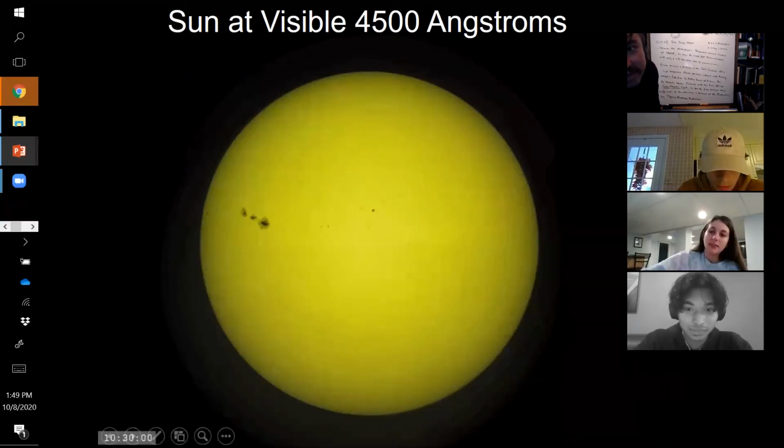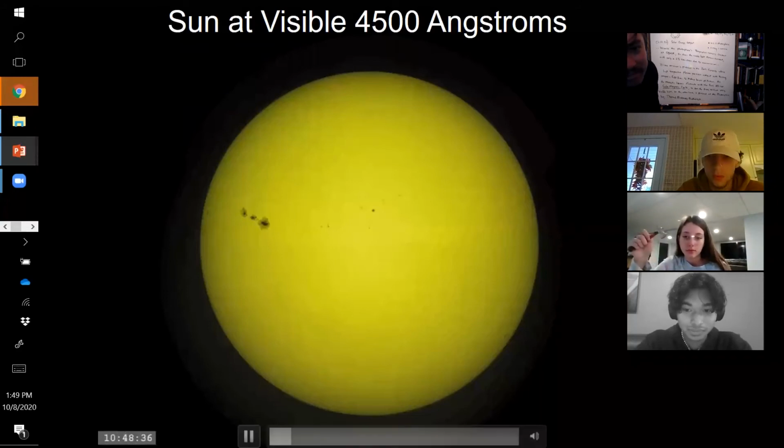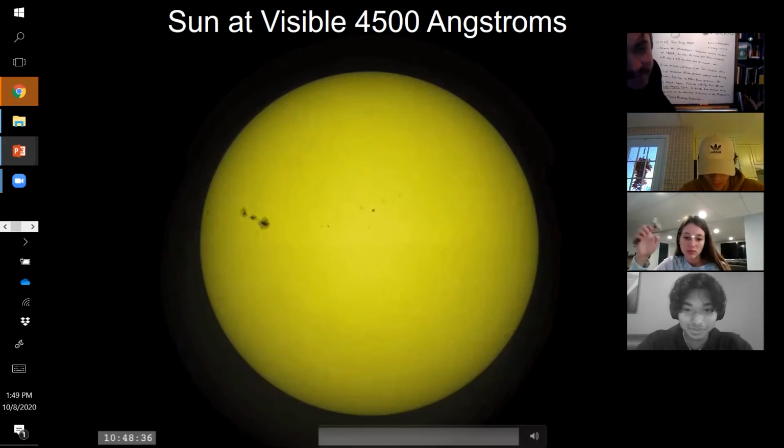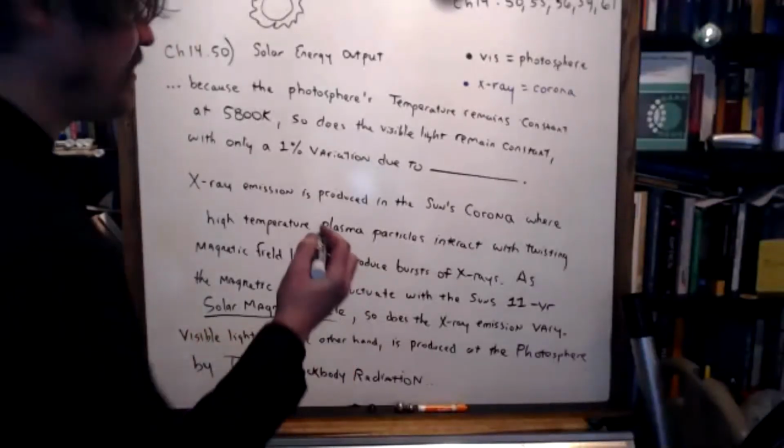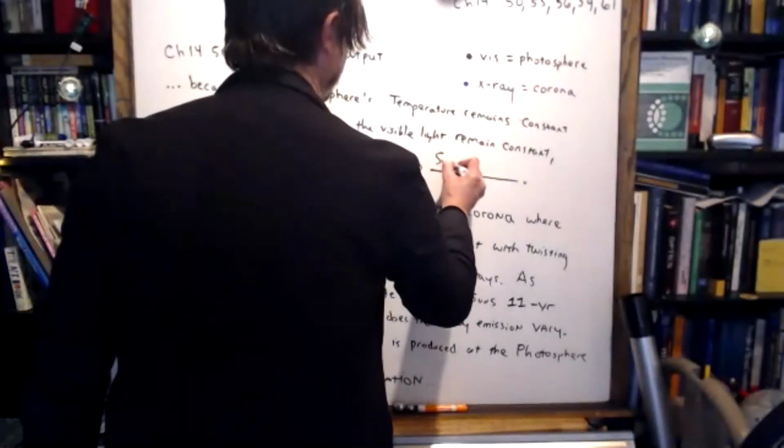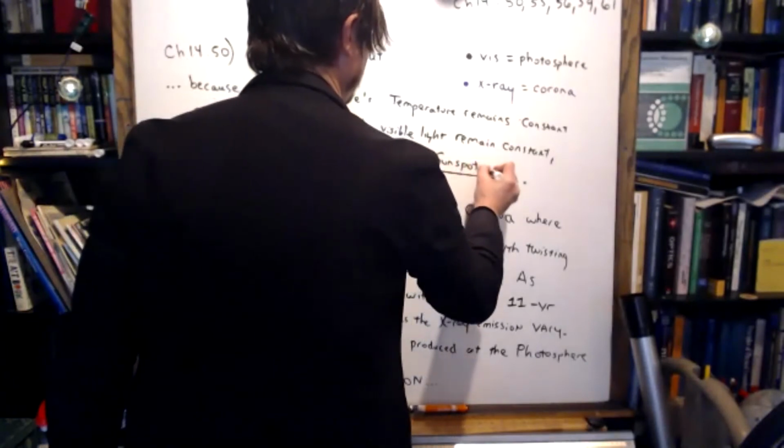Blair, say it loud and say it proud. It's sunspots! That's right. See, you do have that. It's the sunspots which cause the microscopic variation in visible light.